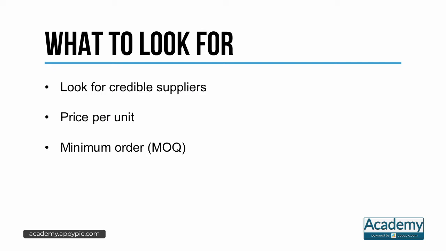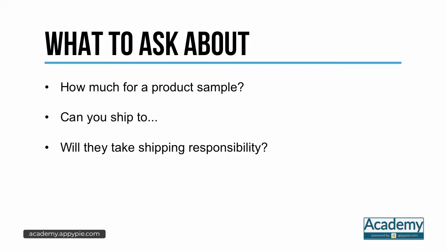So let's say that a wholesaler has an MOQ of 50. What they're saying is you have to order at least 50 of their product, otherwise they're not going to do business with you. You also want to know how much does it cost for a product sample. And that's because before you place a large order with a wholesaler, you always want to order a sample first. And that will make sure that you know the product that you're getting before you invest a lot of money. And you also want to ask them, can they ship to your location, wherever it is that you live at?